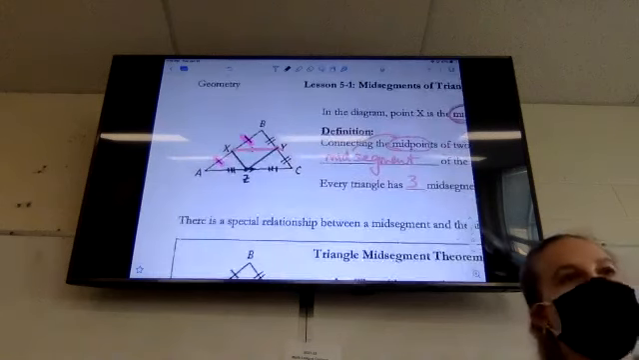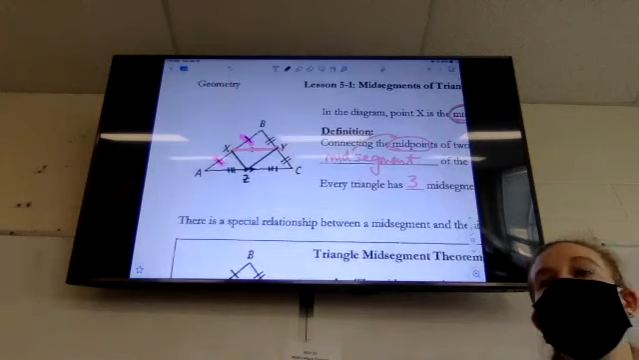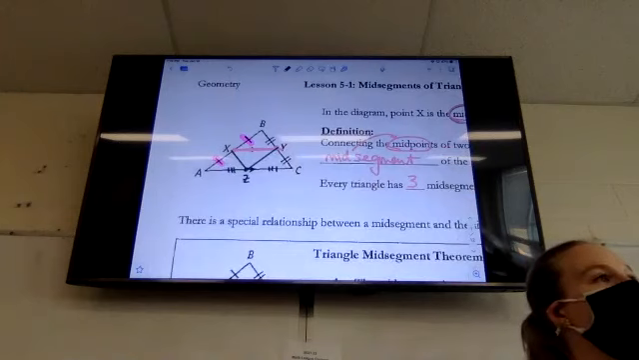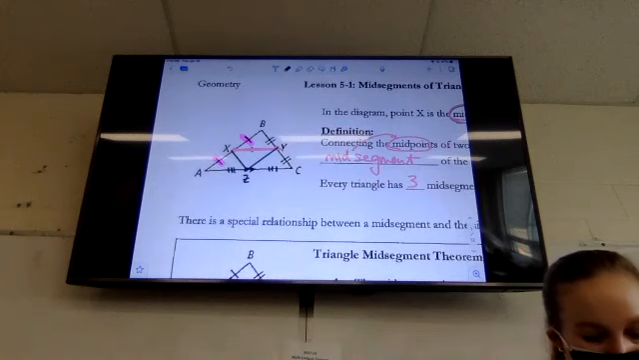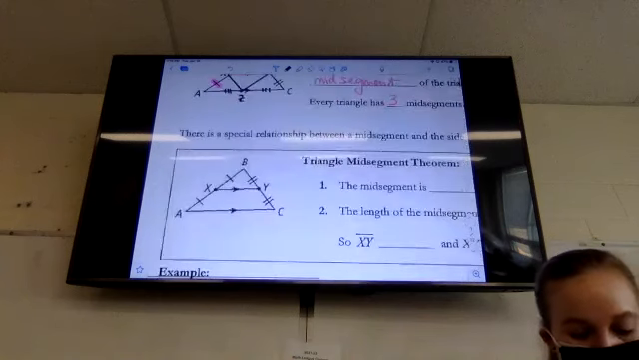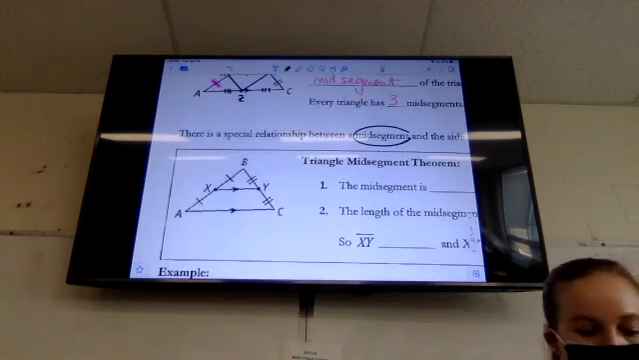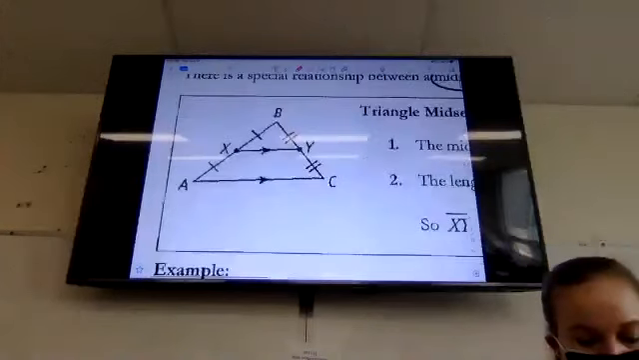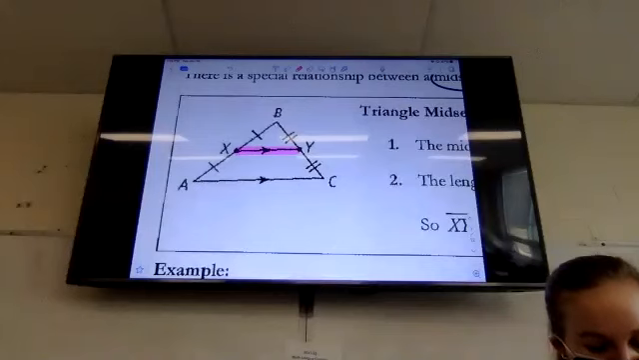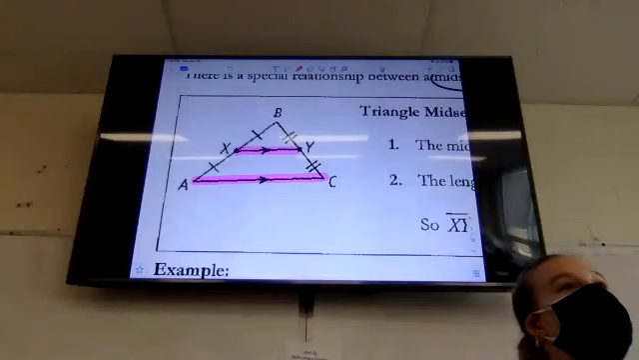All right, everyone hanging in there so far? Okay, midsegments are made up of 2 midpoints, midsegment, midpoint, midsegment, midpoint. All right, there's some special relationships between midsegments and then the side opposite them. So I just copy and pasted this picture down here just so we can look at it again. There are 2 things that are special about XY and AC.